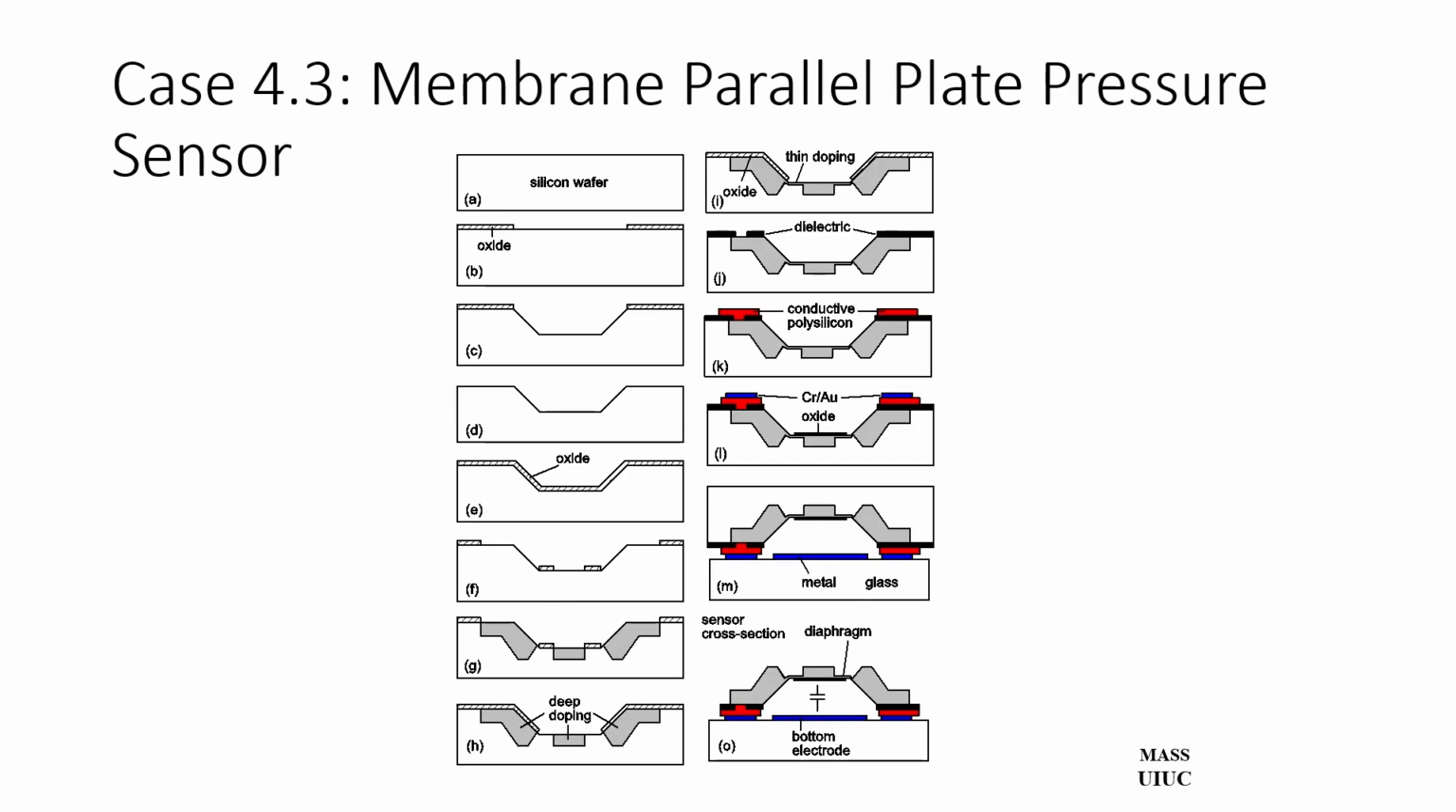Now, the last example we're going to show is a membrane parallel plate pressure sensor. This is a fancy pressure sensor, and it consists of a silicon shell with a capacitance. Now, how do we make this device?